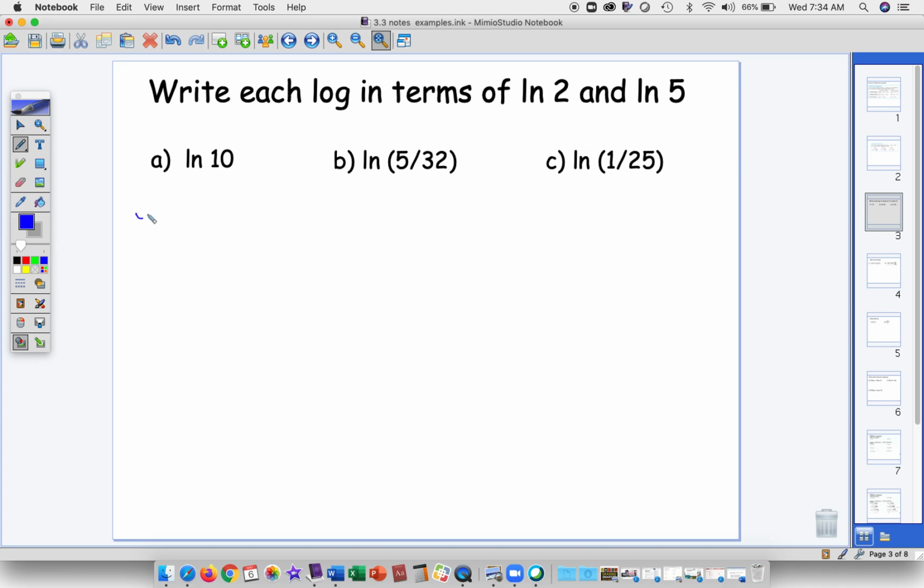So in example A, think of that as the natural log of 2 times 5. Since it's a product, we would expand that into the sum.